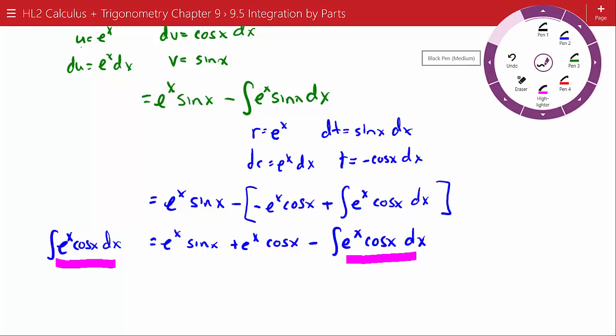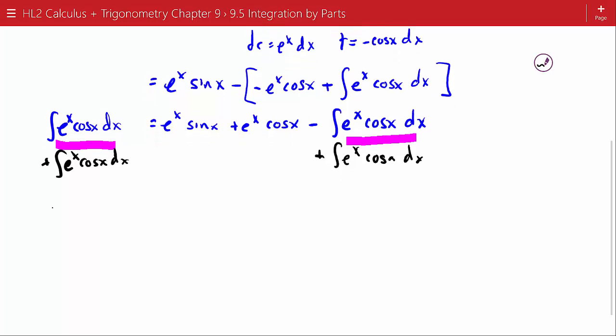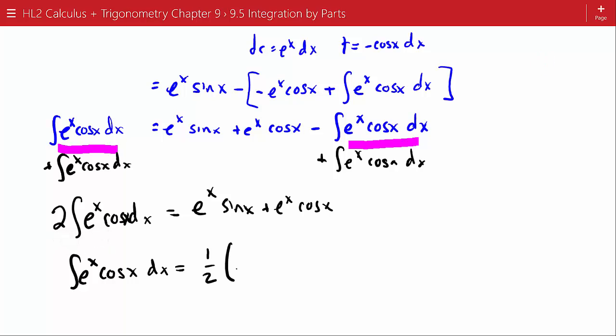start with. And that's actually kind of a good thing, because if I add it to both sides, now we have 2 times the integral e to the x cosine x dx, and that's going to equal e to the x sine x plus e to the x cosine x, and I can just divide both sides by 2, and we get that the antiderivative of e to the x cosine x dx is equal to 1/2 of e to the x sine x plus e to the x cosine x.